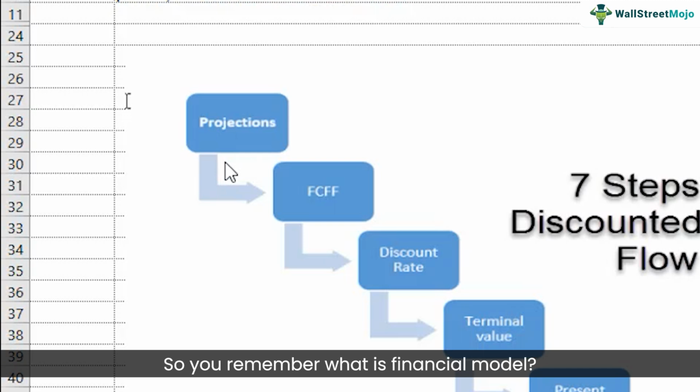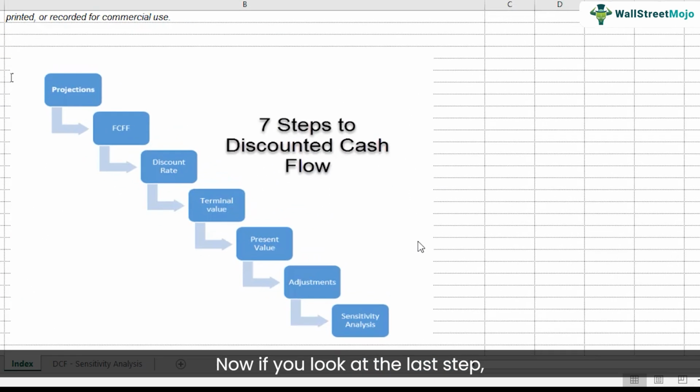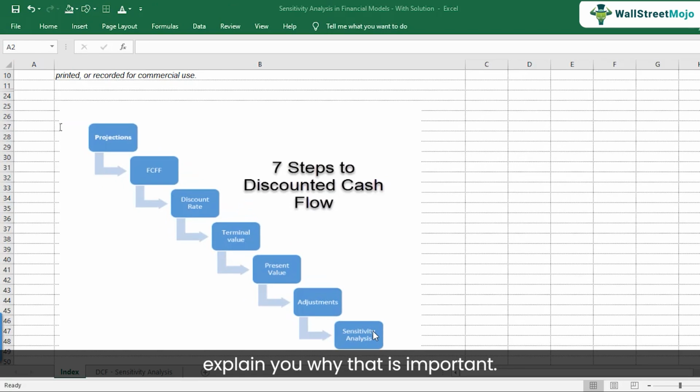So you remember what is a financial model? A financial model is a place where you have fully understood the historicals of a specific company, say for example Netflix, and then you do the forecast of that, right? So projection would mean you're forecasting the financials of the company. So that's basically step number one when it comes to discounted cash flows. Now, if you look at the last step, we have sensitivity analysis, right? So I'll come to this step, but there are other steps in between which are super important so that you reach this sensitivity analysis, and I'll also explain to you why that is important.